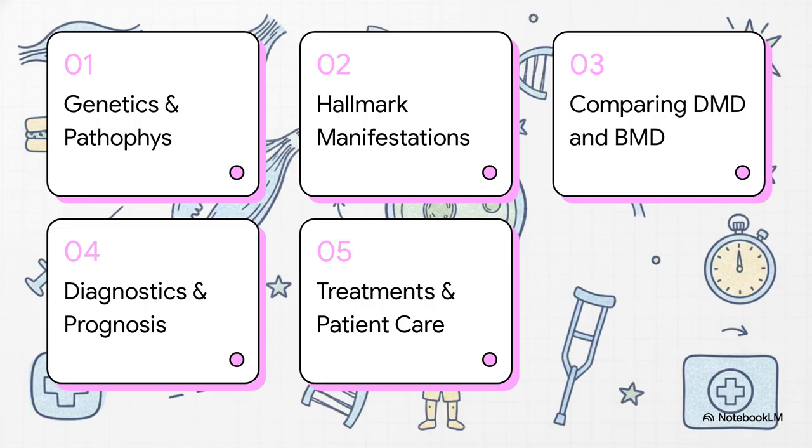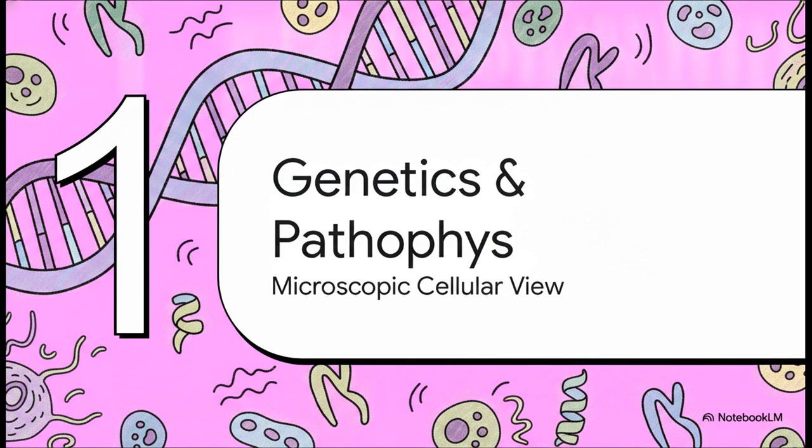So let's just jump right in. Here's our roadmap for today. We'll trace the genetic origins, see exactly how it physically presents in our pediatric patients, compare the Duchenne and Becker types, and finally, lock down the diagnostics and treatments. All right, part one, genetics and pathophysiology.